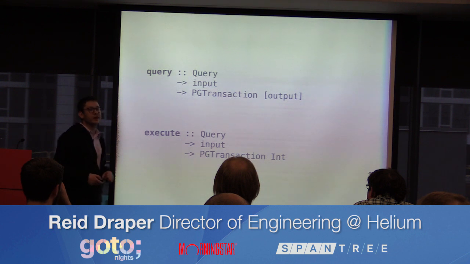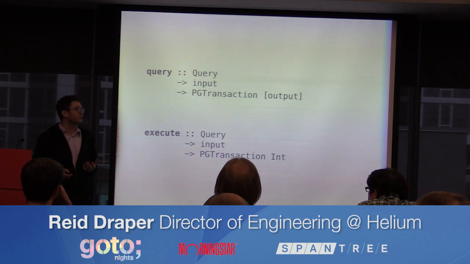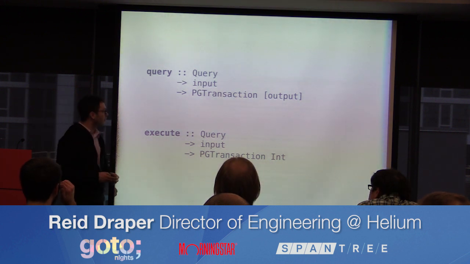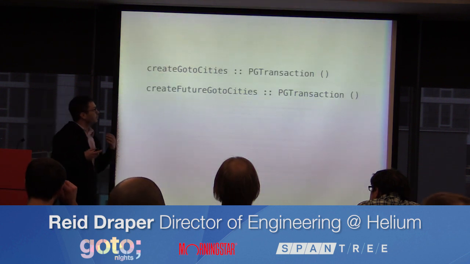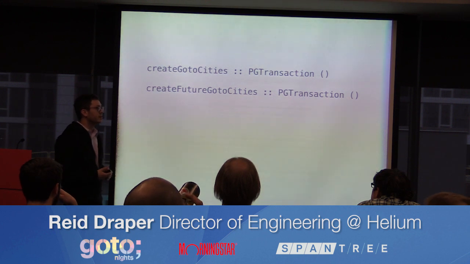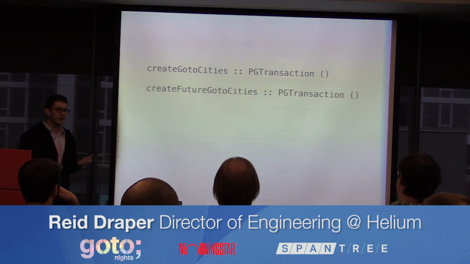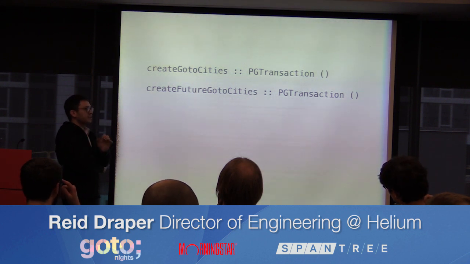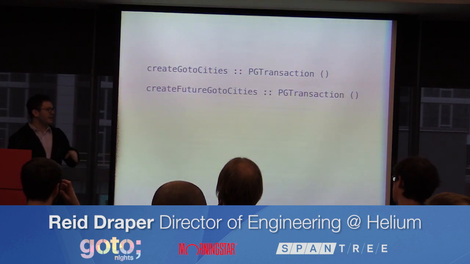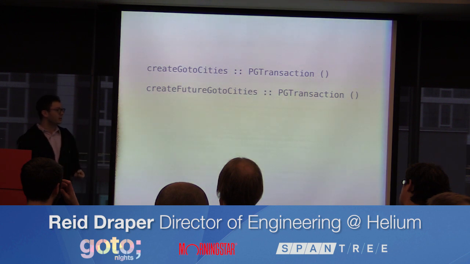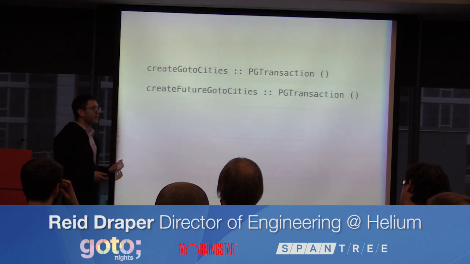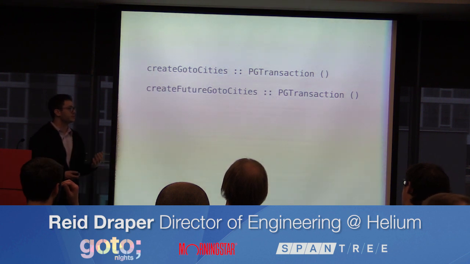There's also execute, which allows you to insert things into the database, and it's going to give you back an integer of the number of rows that were deleted, updated, or inserted. And so now we can create these reusable functions to create GOTO cities and create future GOTO cities, and they're going to run in this PG transaction type that we've created. We can now rest assured that if somebody successfully executes this against Postgres, the only way they can do that is by calling run PG transaction, which is going to put exactly one begin and exactly one commit at the end. And once they've done that, they can't do anything else with the database for this transaction.